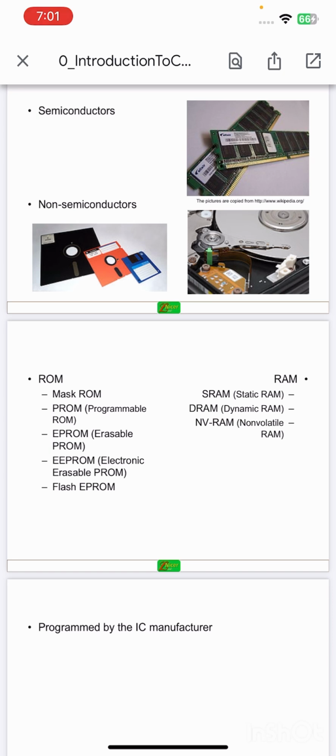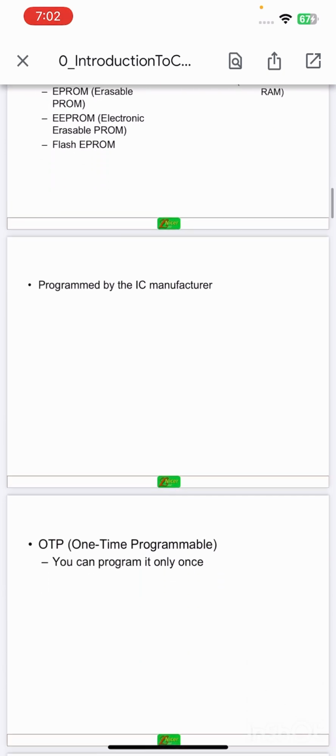ROM comes in different types like mask ROM, PROM, EPROM, EEPROM, and flash EEPROM, and RAM comes as SRAM, DRAM, and NVRAM. So what is PROM? PROM is programmable ROM, EPROM is erasable programmable ROM, and the other one is electrically erasable PROM. And RAM is static RAM, dynamic RAM, and non-volatile RAM. These are all explained in detail in the further lectures. Now, programmed by the IC manufacturer.